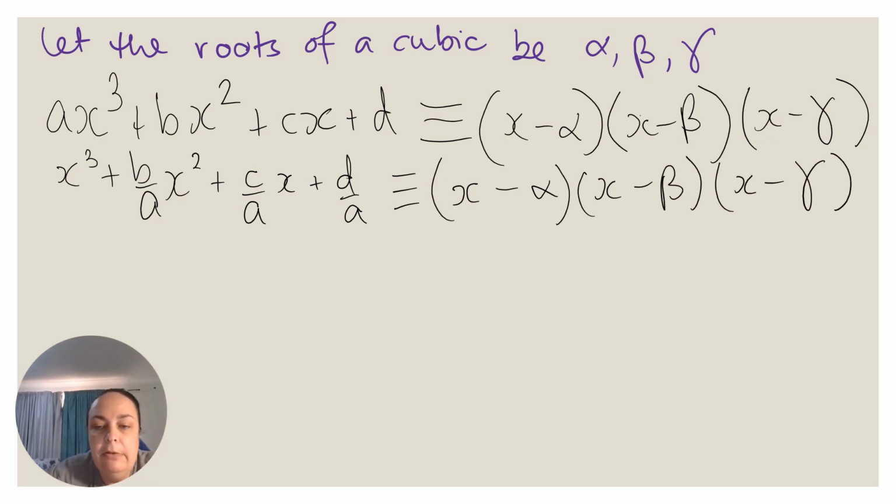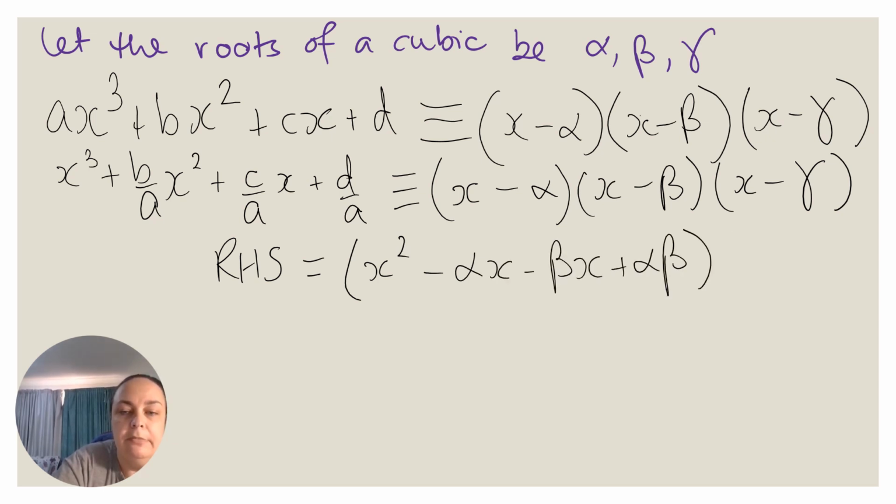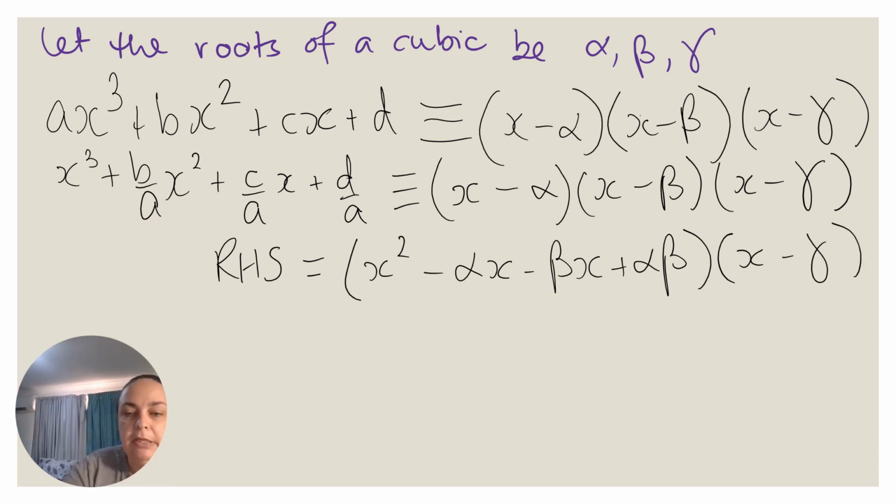Okay, now if I'm going to equate the coefficients, I'm going to have to expand the right-hand side, so I'm going to work with the right-hand side separately. I know from the expansion of the quadratic that the expanded form of the first two brackets is x squared minus alpha x minus beta x plus alpha beta, and that is multiplied by x minus gamma.